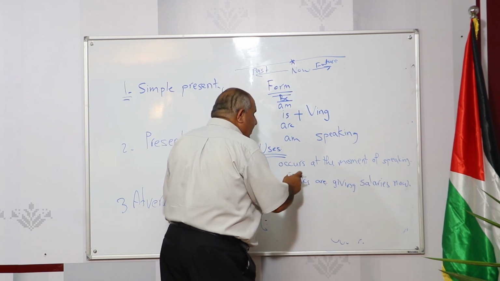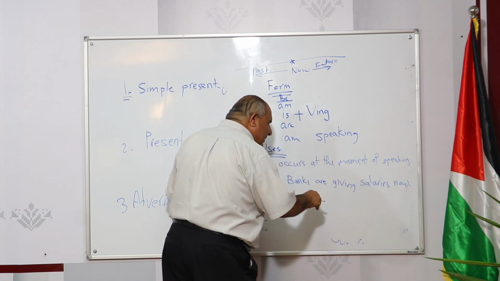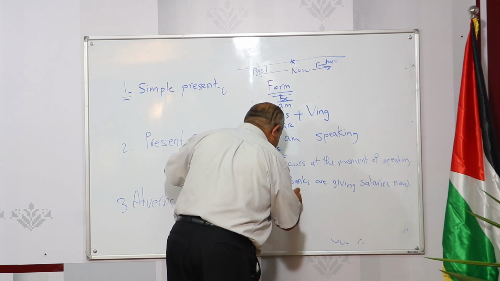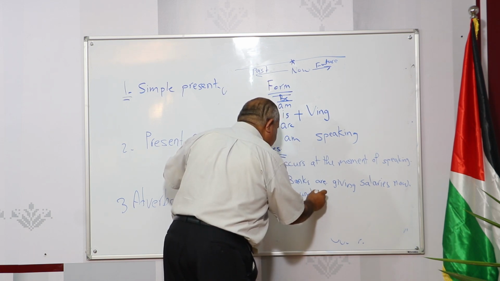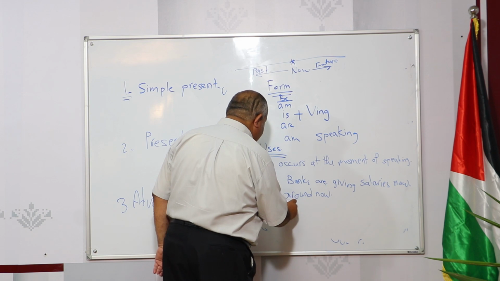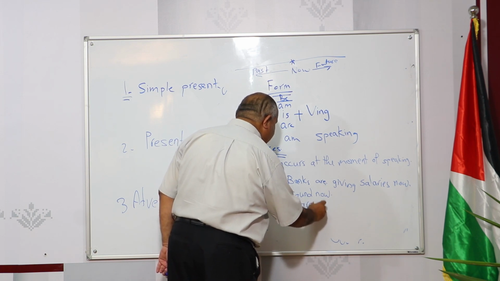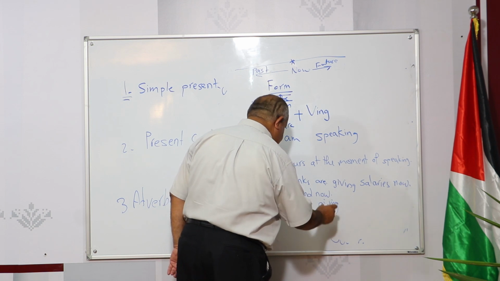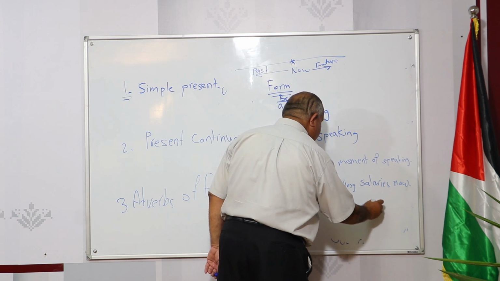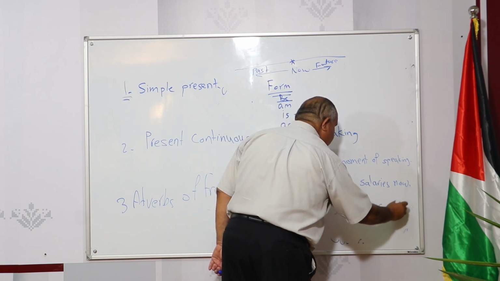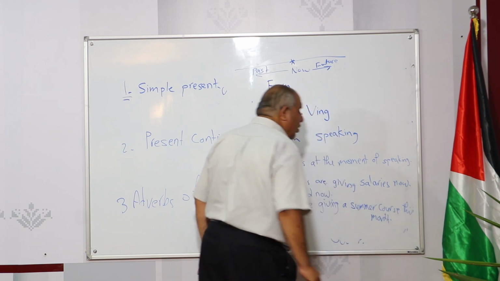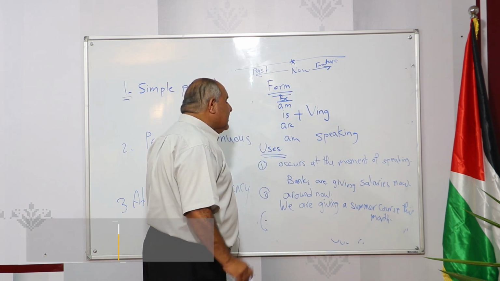an action that does not occur at this moment, but it occurs at the moment around now. Around now. What do you mean by around now? We say we are giving a summer course this month. We are giving a summer course this month.